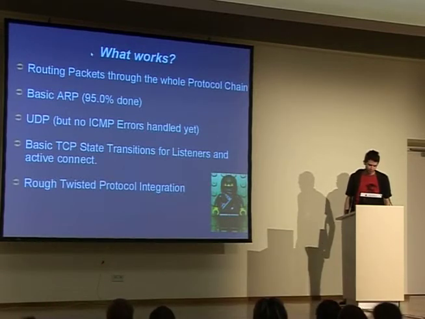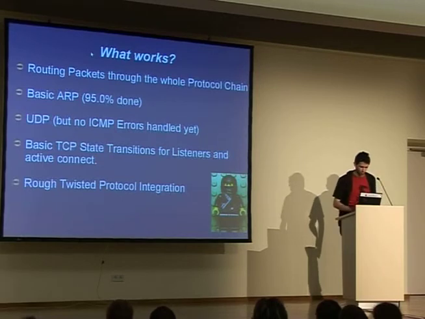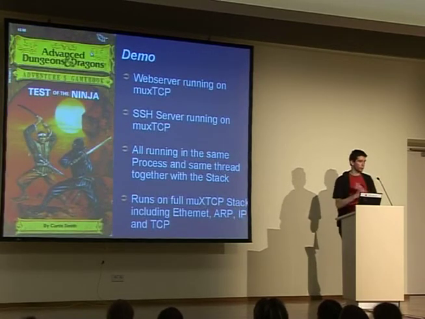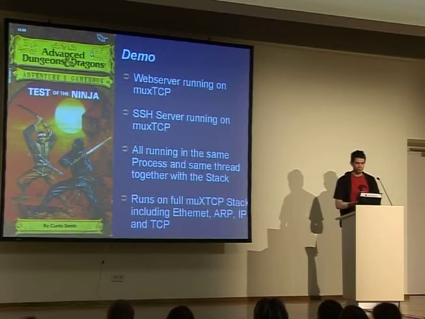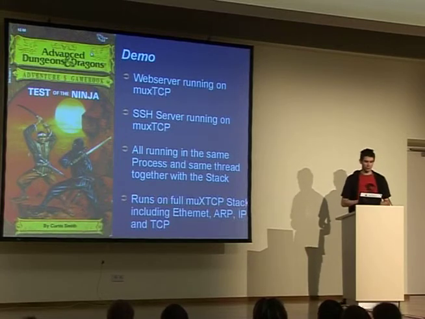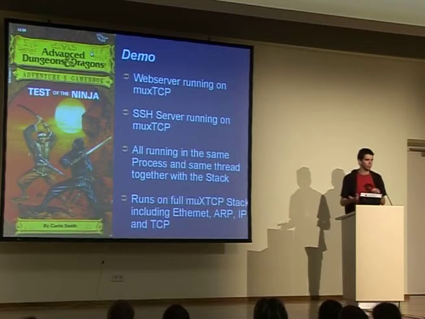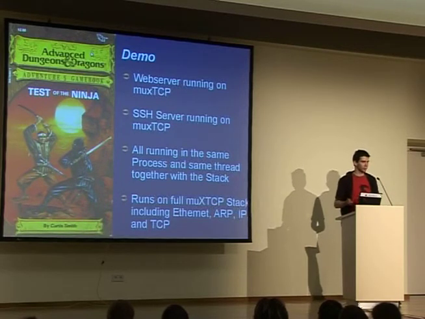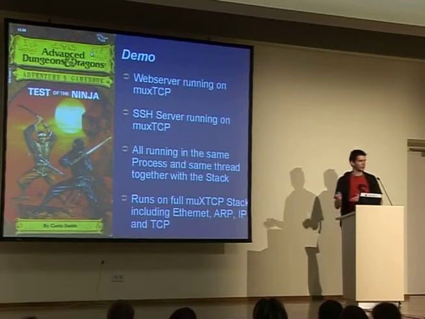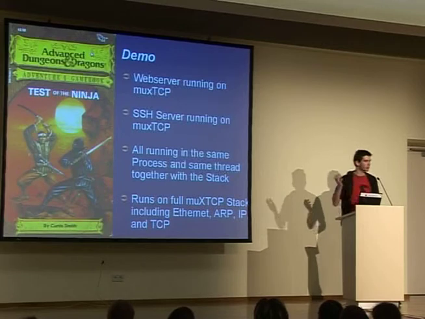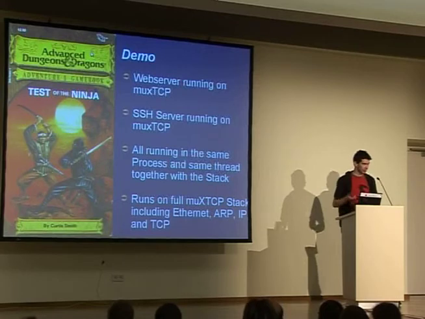And I have rough Twisted protocol integration. What that means is I have a complete web server, written in Python, running in the same process, in the same thread on the TCP IP stack. I have a complete secure shell server running on my own TCP IP stack, where I do all my app handling, where I do all the state transitions. You can connect there, you can log in, you can give your password, you can do connection forwarding, whatever. It's all written in Python and in the same server. It's not written by me. I specifically designed the stack so I can reuse Python code that's already there.